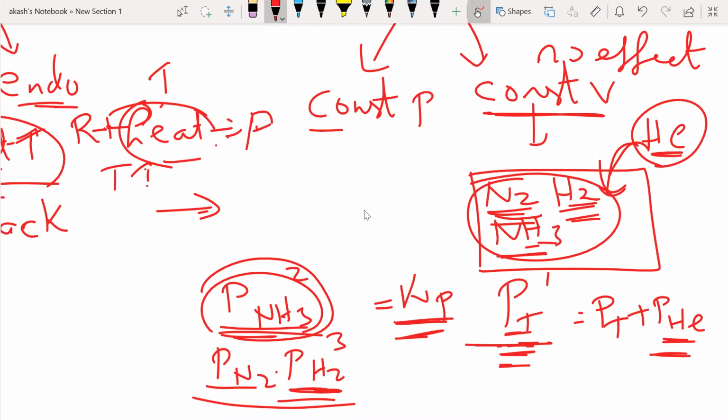Okay. So now when I go for constant pressure conditions, we'll see what is going to happen. I think I have to make some space this side.